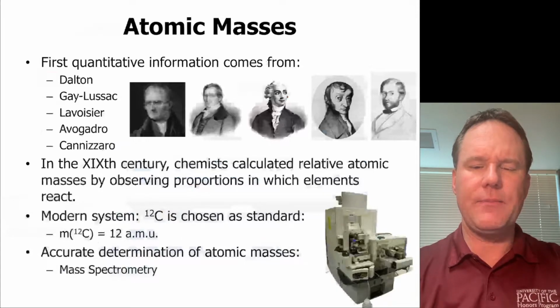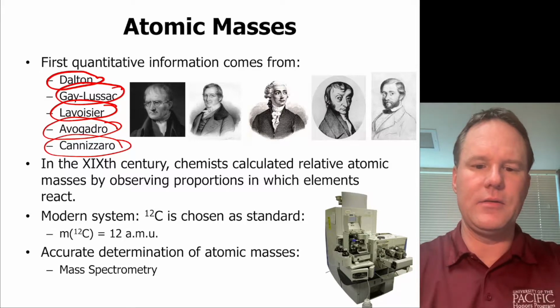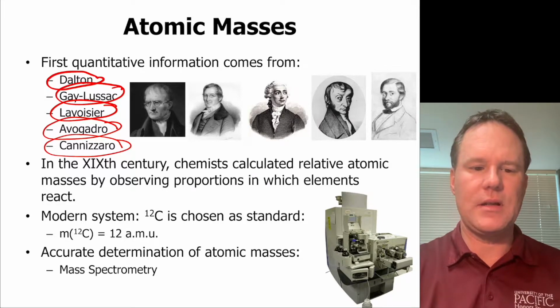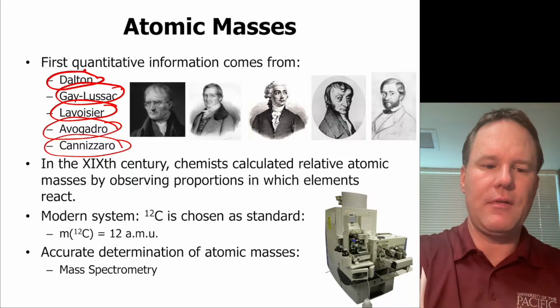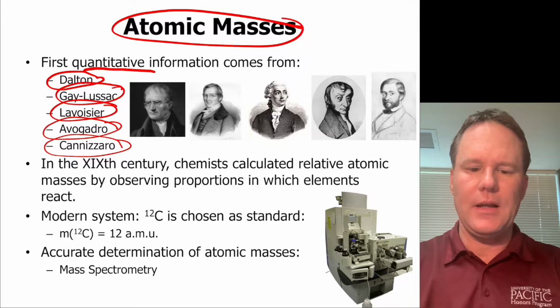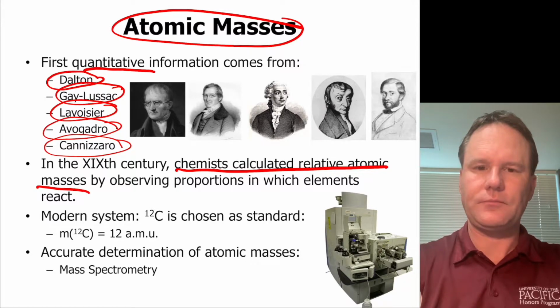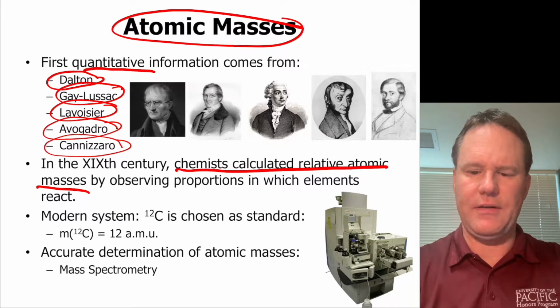So where does all this information come from that we'll need in this chapter? Well, we've covered this, right? In the previous chapter, we talked about Dalton, Gay-Lussac, Lavoisier, Avogadro, Cannizzaro, and all this put together gave quantitative information about the atomic masses, right? And this was mostly over the 19th century. Chemists calculated relative atomic masses. They looked at what proportions the various compounds and elements react.